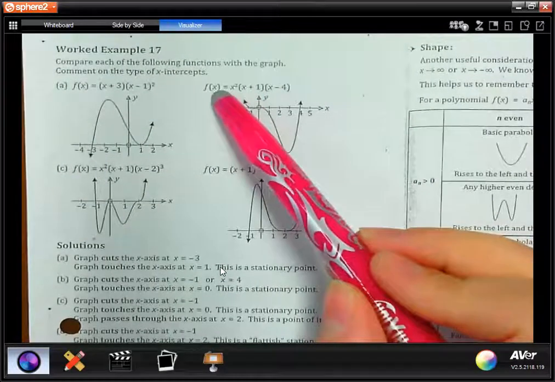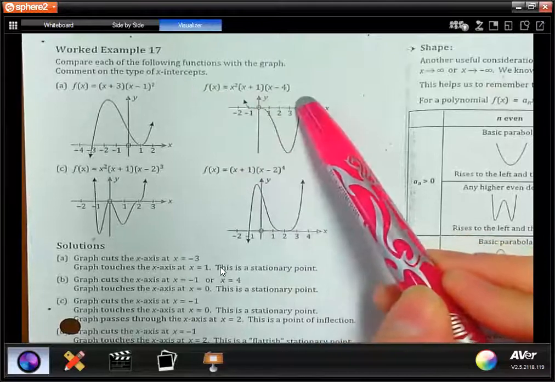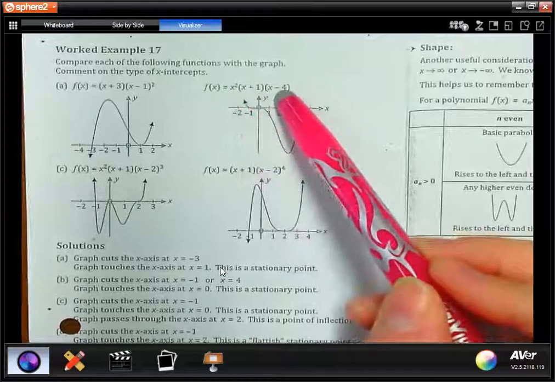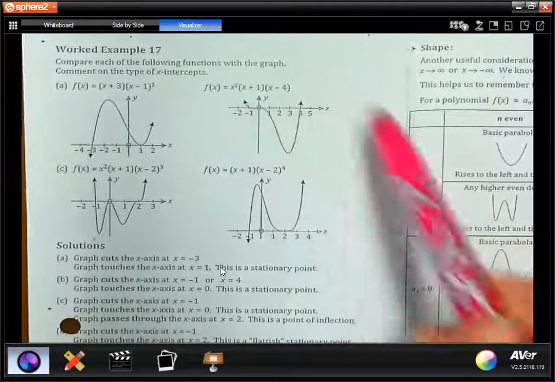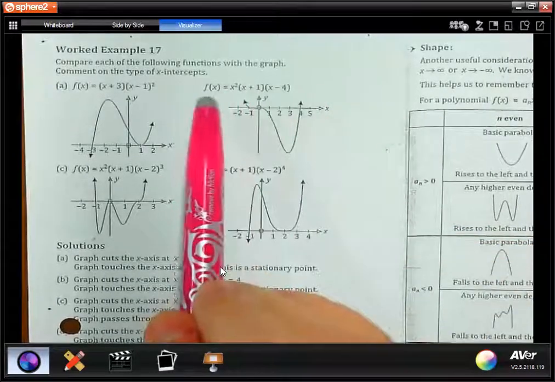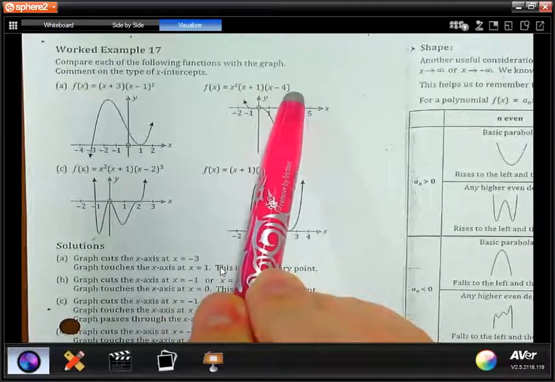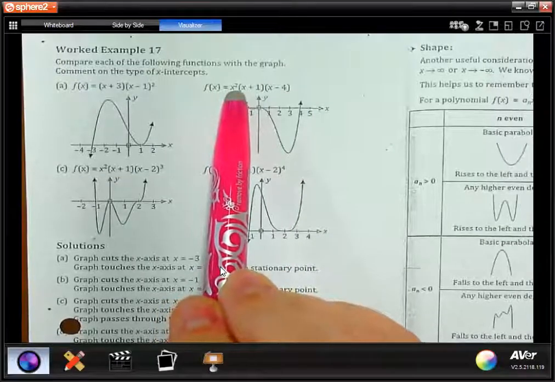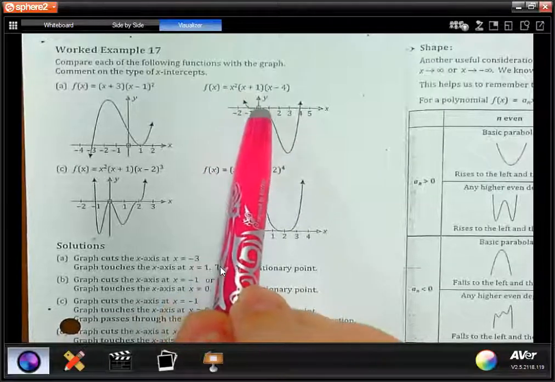Next one, we have x squared, x plus 1, x minus 4. If we were to multiply this out, what would the degree of this function be? x squared times x would be x to the 4. So this is an x to the 4th degree polynomial if we were to multiply it out. If we are making this equal to 0, we're going to get 3 separate x-intercepts. Do we see that? We're going to get x equals 0, but because it's an x squared, this one would be a double x-intercept.